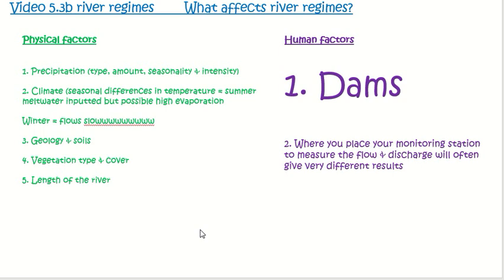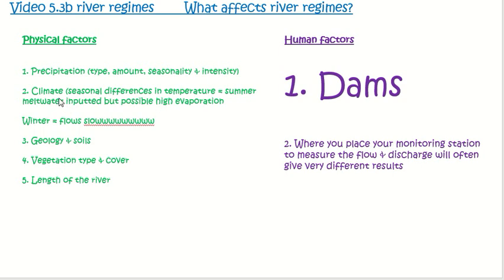Right then, so what factors affect these regimes? Well, the first one is pretty self-explanatory, the amount of rainfall that falls in a drainage basin. And linking back to previous lessons, the type of rainfall, is it snow or rain, for instance, the amount that falls, whether that rainfall is seasonal and only comes in certain months of the year, and its intensity.